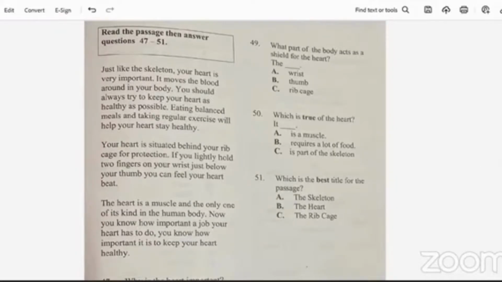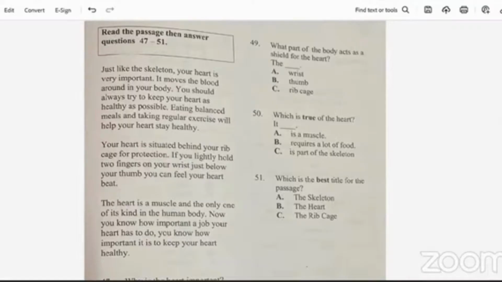Just like the skeleton, your heart is very important. It moves the blood around in your body. You should always try to keep your heart as healthy as possible. Eating balanced meals and taking regular exercise will help your heart stay healthy. Your heart is situated behind your rib cage for protection. If you lightly hold two fingers on your wrist just below your thumb, you can feel your heartbeat. The heart is a muscle and the only one of its kind in the human body. Now you know how important a job your heart has to do. You know how important it is to keep your heart healthy.